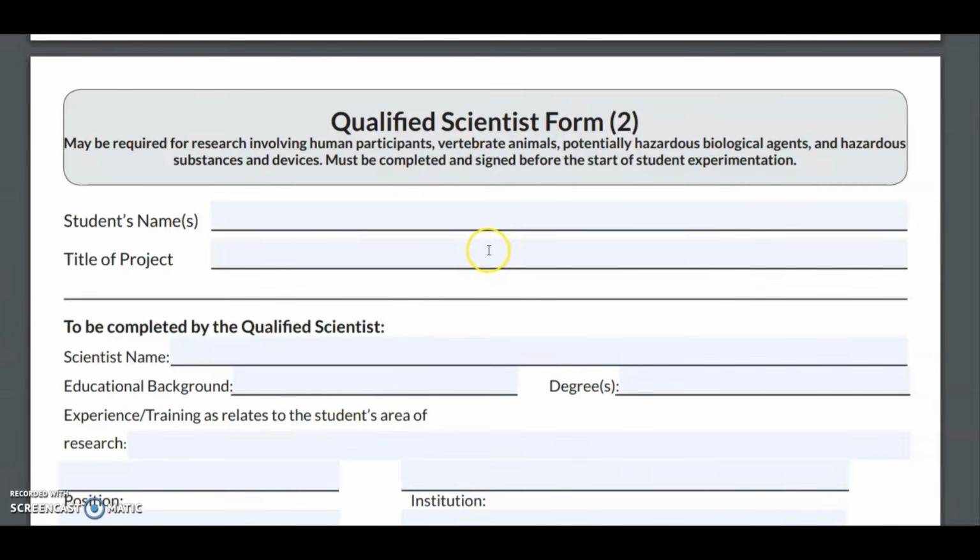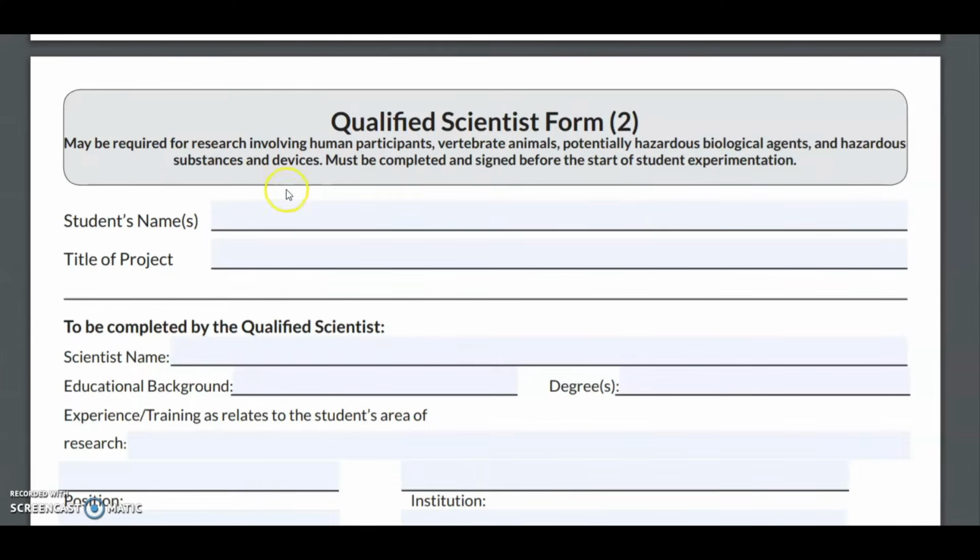Next is Form 2. Research Form 2 is a qualified scientist form. And when we say qualified scientist, again, it's anyone who earned a PhD or professional degree in a scientific discipline. Form 2 must be completed by the qualified scientist. It may be required for research involving human participants, vertebrate animals, potentially hazardous biological agents, and hazardous substances and devices. This must be completed and signed before the start of the student experimentation.